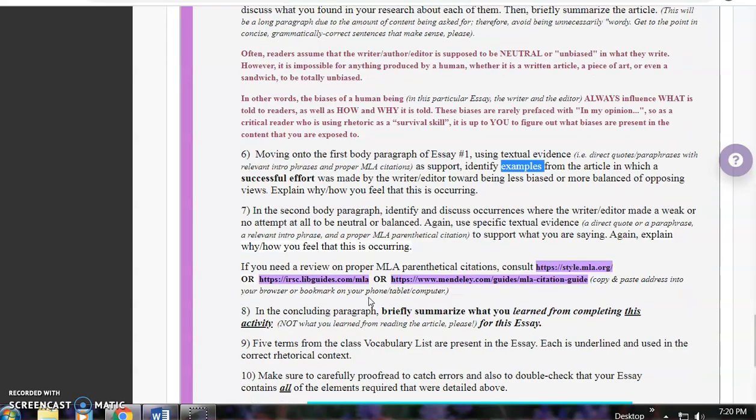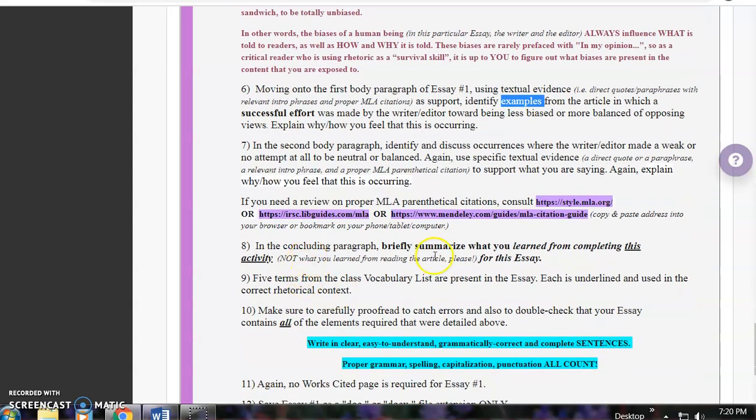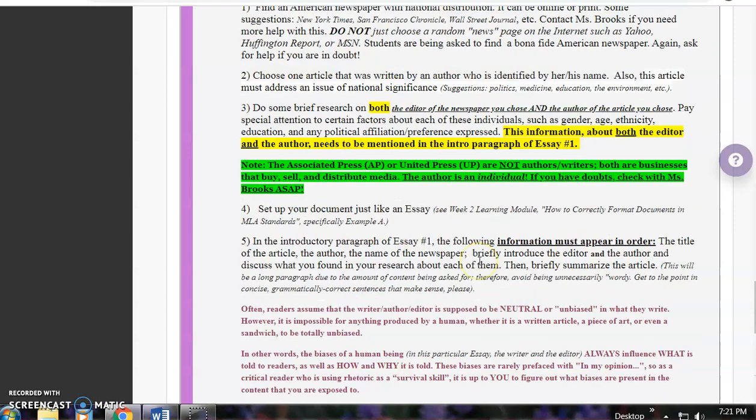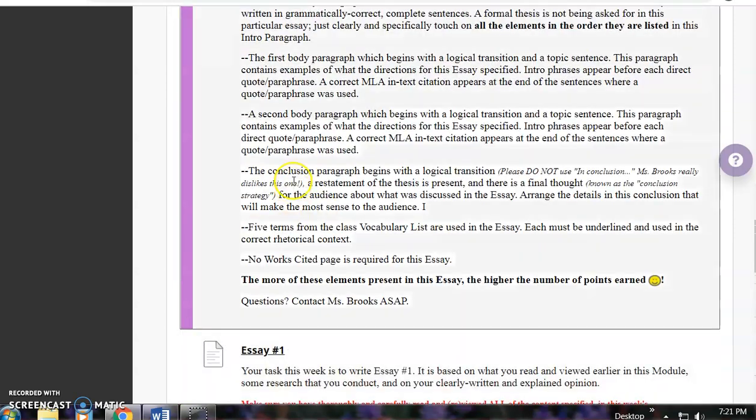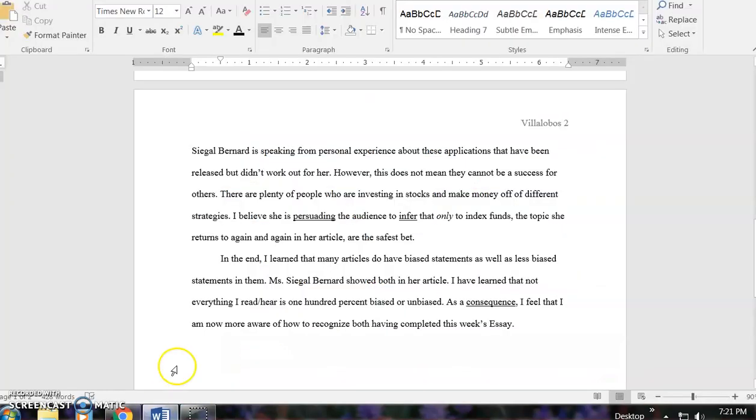Okay, let's see here. In the concluding paragraph, briefly summarize what you learned from completing the activity. If you go back up here, the conclusion paragraph begins with a logical transition. Please do not use "in conclusion." Veronica did not. She used "in the end." "In the end, I learned that many articles do have bias statements as well as less biased statements in them." Okay, there was no formal essay, but those were the two topics of the essay itself, so they needed to be mentioned here in the conclusion.